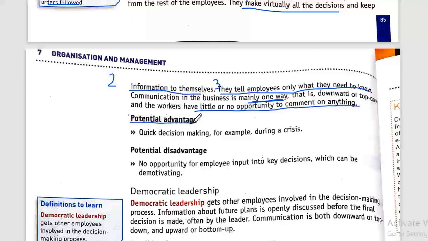So over here, a potential advantage of autocratic leadership is quick decision making, because the leader makes a decision and is not expecting any comment in return. Also, these kinds of decisions are good especially in a crisis or when there's a big problem. An autocratic leader can make the decision quickly. Disadvantage: there is no opportunity for employees' input into key decisions, which can be demotivating. So there is no place for discussion, so the employees are going to be demotivated.